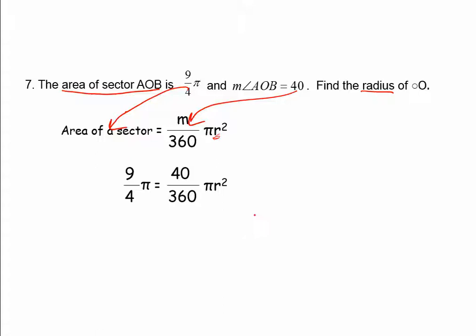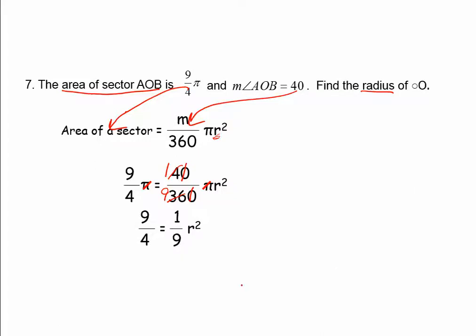I have pi on both sides, so I can cross that out. I'm going to reduce my fraction. Remember, zeros on the ends cancel. 4 will go into both of these. 4 goes into 4 one time. It goes into 36 9 times. So I end up with this.